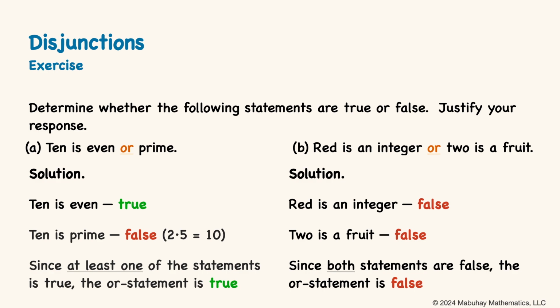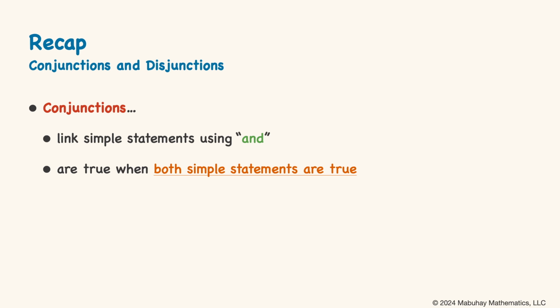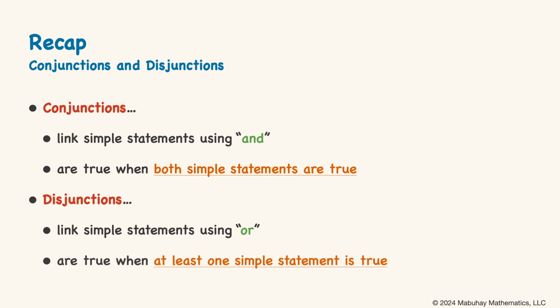All right, great work, everybody. Let's recap what we've done here. Conjunctions link simple statements, or at least simpler statements. They don't have to be absolutely simple, because these can be compounded together again and again, and we'll see that down the road. But conjunctions link simpler statements using the word and, and these are true when both of the simpler statements that make it up are true. Disjunctions link simpler statements together using the word or, and these are true when at least one of those simpler statements that make it up is true.